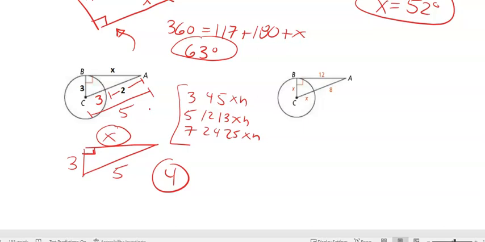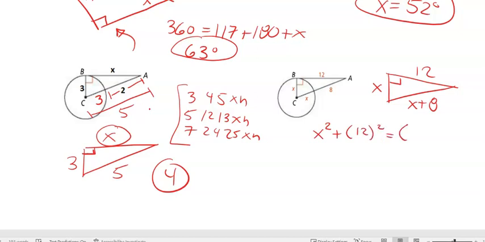So the next one, we obviously have a right triangle again. So this is x, that's x plus 8, and this is 12. Once again, we have the sides of a triangle. I'm going to use the Pythagorean theorem here. I can't use trig to solve for x because I don't have an angle. So I'm going to write this out as a squared plus b squared equals c squared.